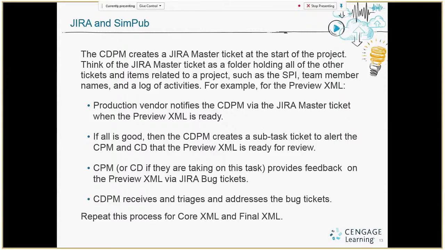They might go back to the content developer or the CPM for clarification on the issue that has been reported, or they will assign it to the vendor to fix and address the problem. And this set of activities will be repeated when we do the core XML, whether that's done in batches or as a single deliverable of the full book of chapters, and also when we do the final XML review.